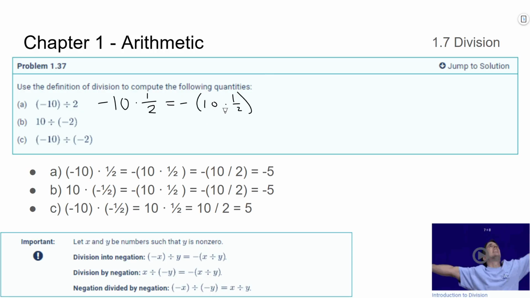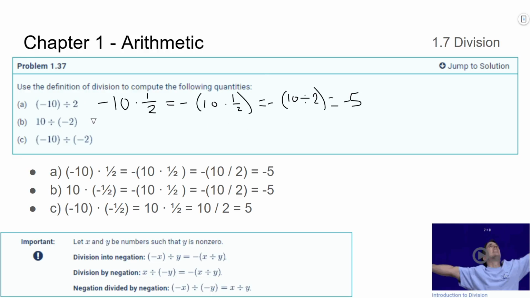And we can convert this back to division if that's easier for you. So we have negative times a reciprocal, which is going to be the same thing as 10 divided by its reciprocal, so back to 2. And that's going to give us 10 divided by 2 is 5. Don't forget the negative sign. That's going to be negative 5.